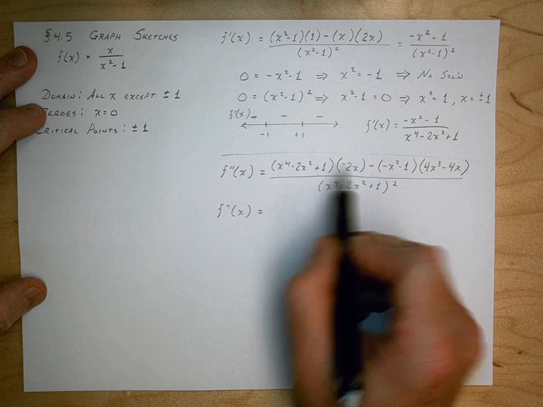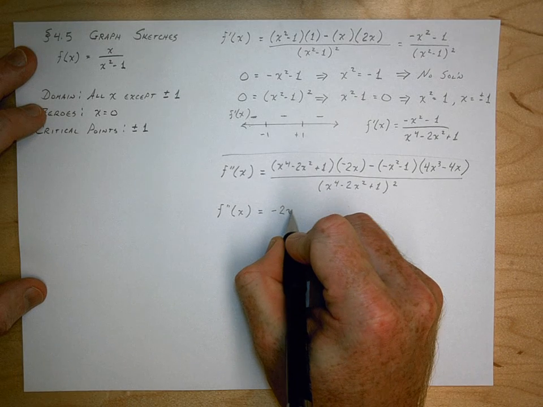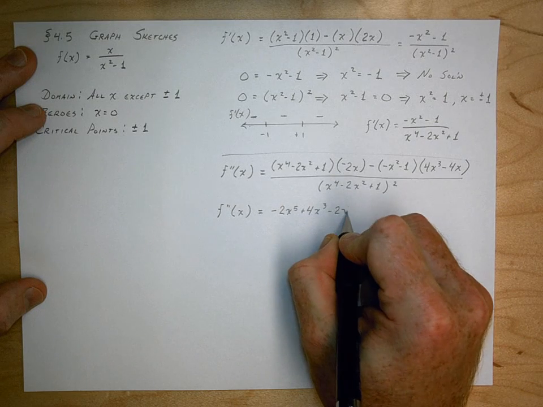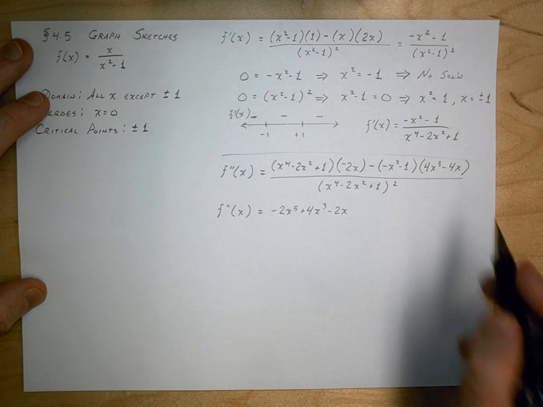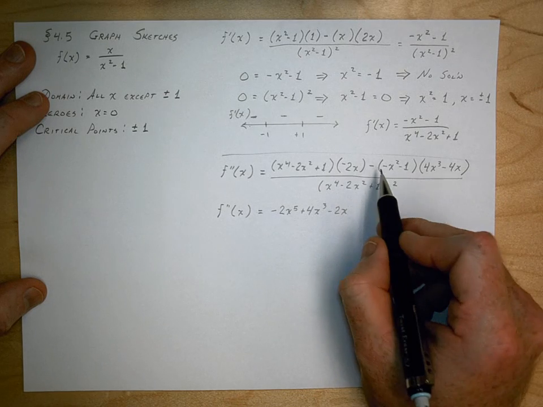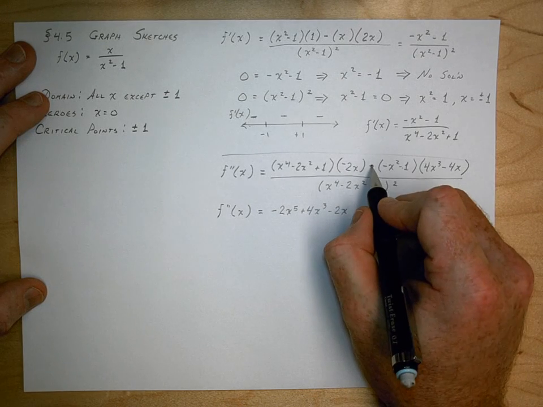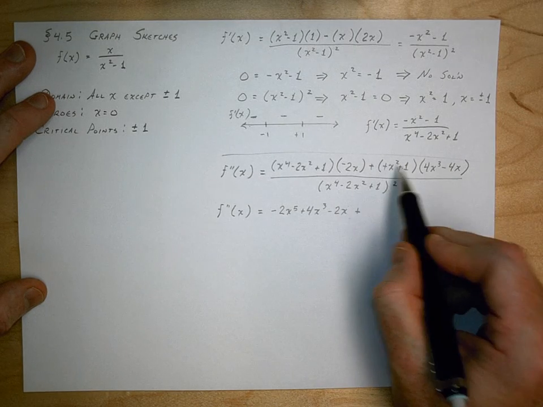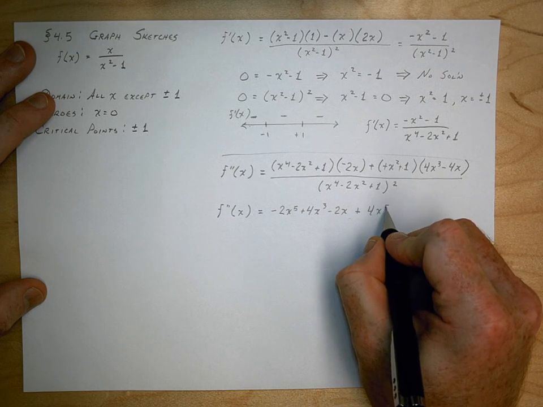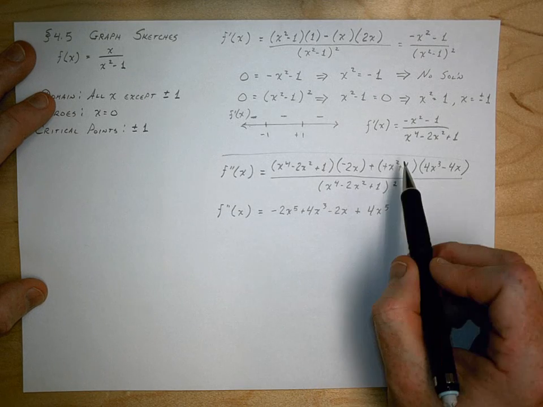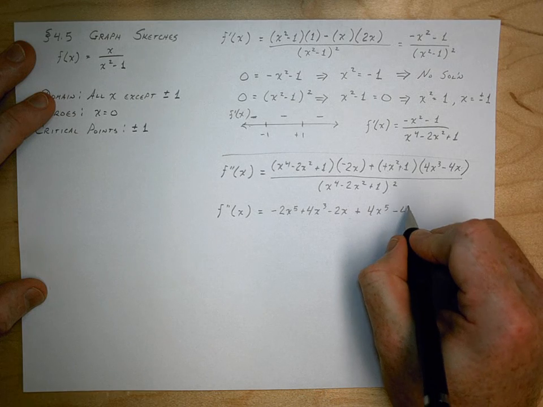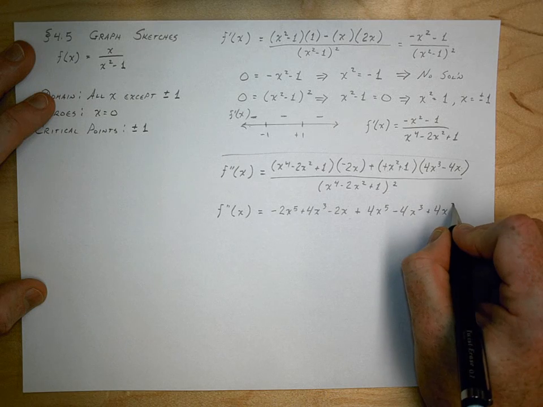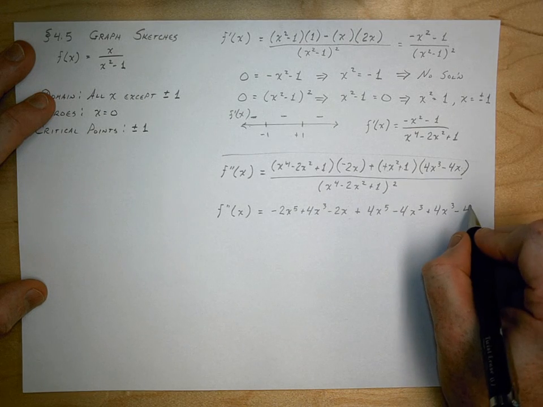Well, I can distribute this minus 2x all the way through here, and I can FOIL these two together. This negative sign will pass through both negatives here, turning everything positive. So let's see, these two terms give me 4x to the 5th. These two terms give me a minus 4x cubed. These two terms give me a positive 4x cubed. And these two terms, minus 4x.